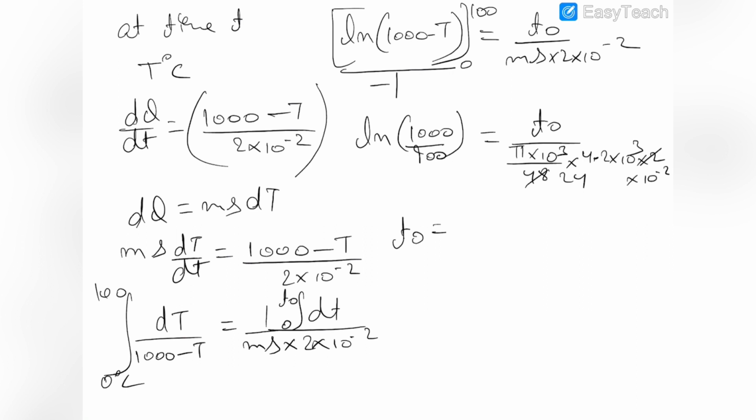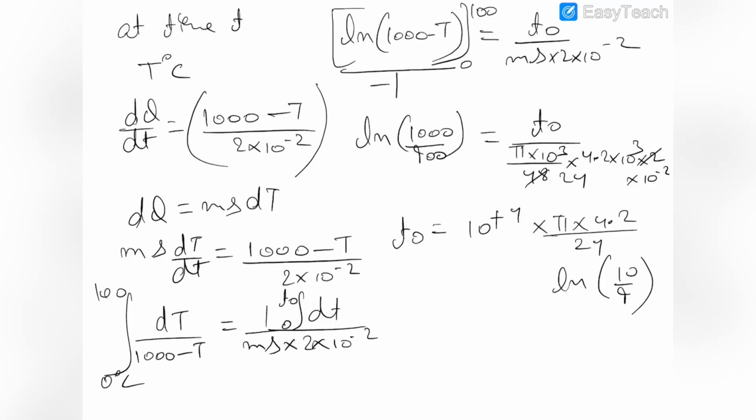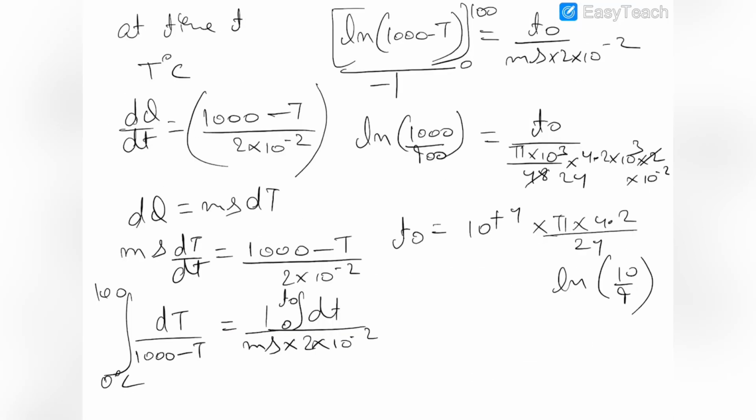So T0 will be equal to 10 raised to power, in fact plus 4, into pi into 4.2 divided by 24 into ln 10 by 9. So we have to find out the value of this 1100k. If we equate it with 1100k, you can see that it is given that pi is 22 by 7. So this value is equal to 1100k.